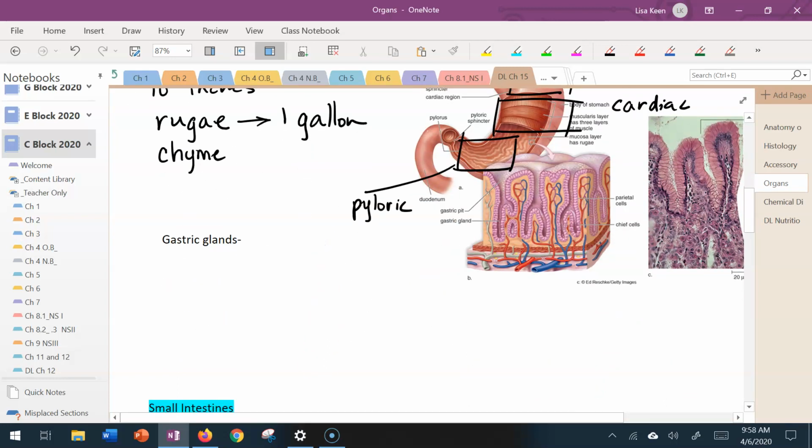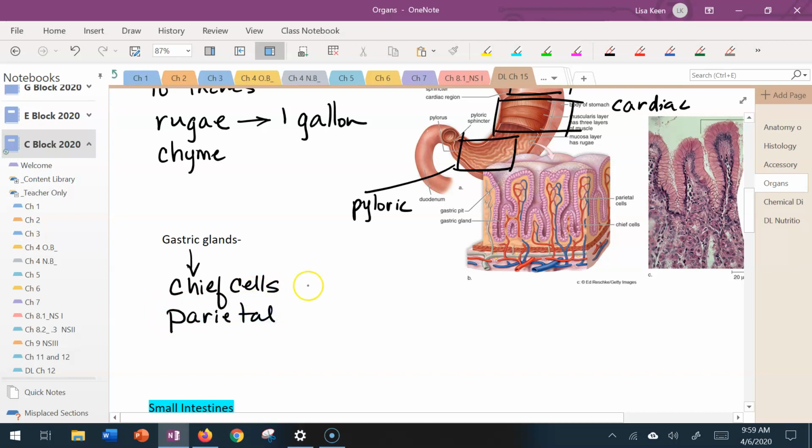Now, in the walls of the stomach are gastric glands. And there are two major kinds of cells of the gastric glands. There are the chief cells, and if you remember from the gizmo, the parietal cells.